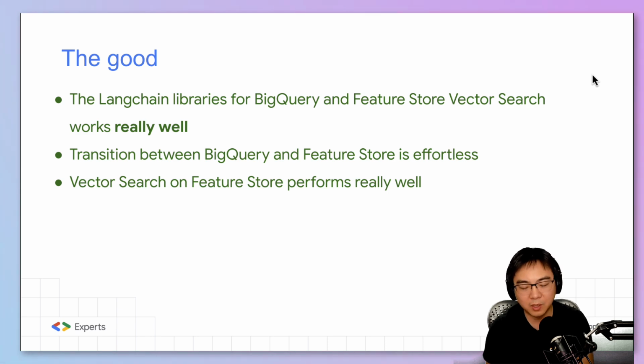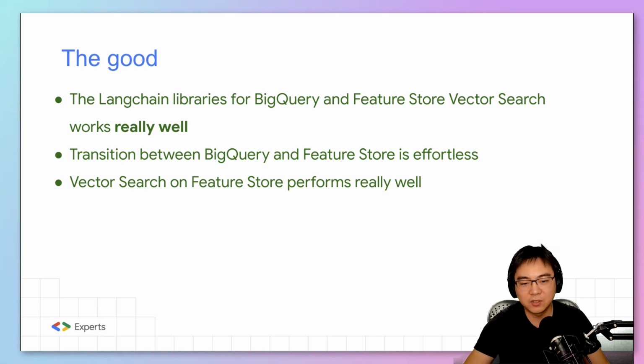So your data basically created an interface to allow you to have two completely different storage engines for two completely distinct use cases, but with exactly the same data and the same output. So this is amazing. The transition between BigQuery and feature store is just effortless. There's literally nothing you have to do about it. You just do it as something else, and then it's done.